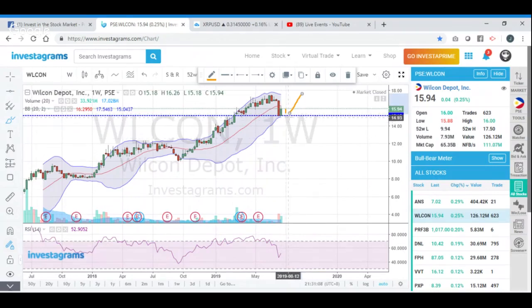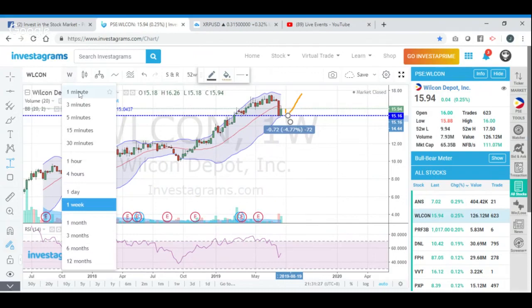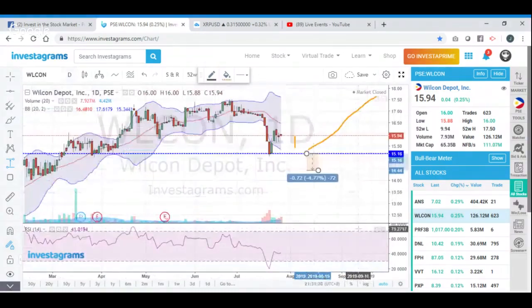Otherwise, if it goes below that, make sure you set your stop loss if you're in it as a trader, probably around 3 or 5%, to around 14.50. Okay, there.